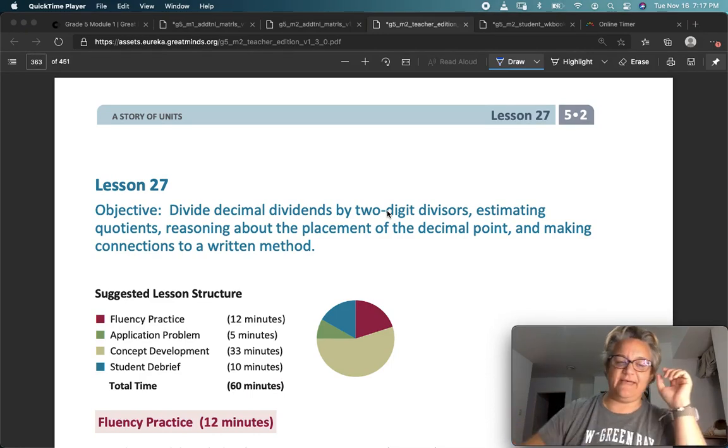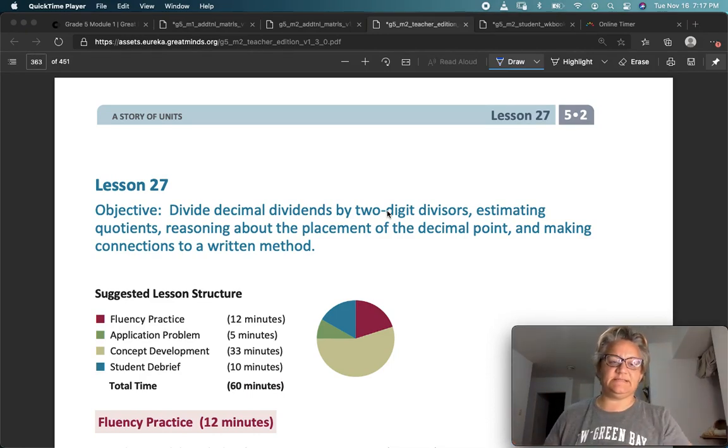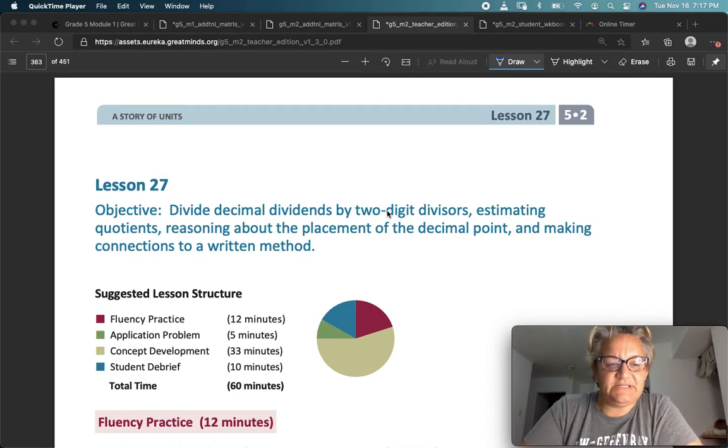Welcome to Eureka Math. This is Module 2, Lesson 27, and we are continuing with decimal division. Our objective today is to divide decimal dividends by two-digit divisors, estimating quotients, reasoning about the placement of the decimal point, and making connections to a written method.